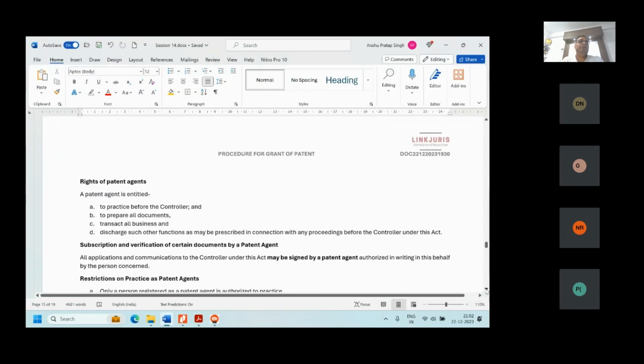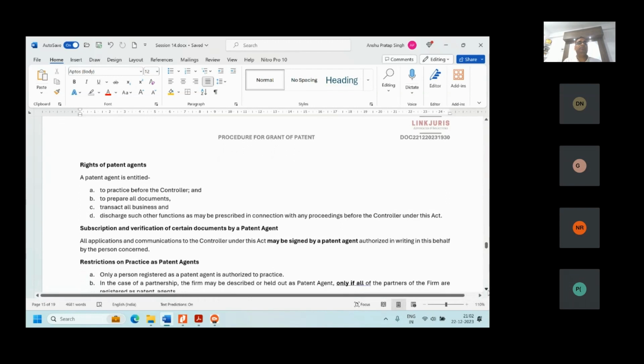Then rights of a patent agent. The rights of a patent agent are simple. You can practice without control. You can prepare all documents, transact all business, and discharge such other functions as may be prescribed in connection with any proceeding before the controller. These are your rights.